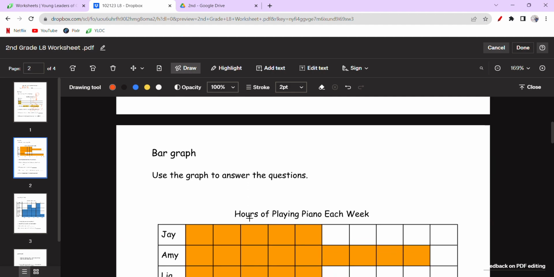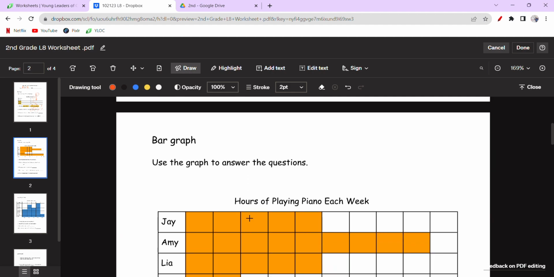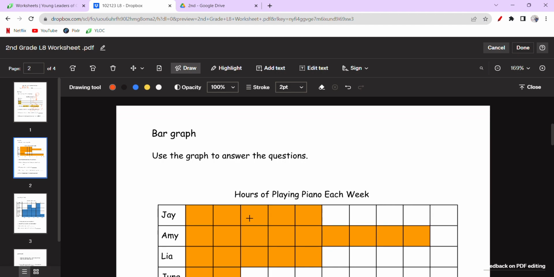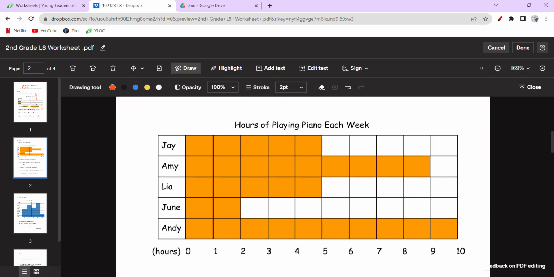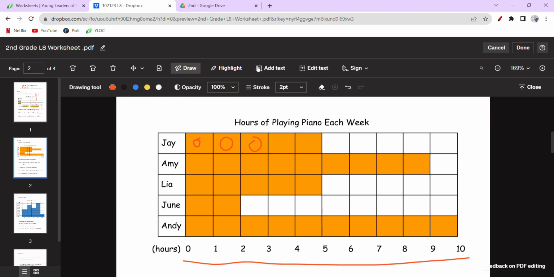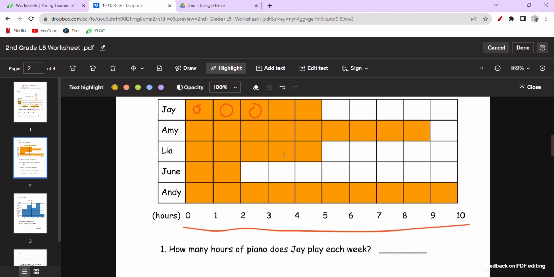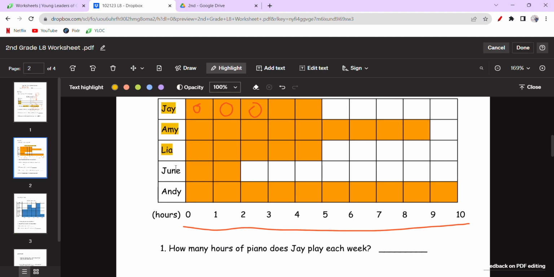And then we move on to bar graphs, which is again very simple because you just count how many boxes each person has, and that will count as 1, depending on how you see this. So here we have how many hours they played piano each week, and we have all different names right here, and then we have the number of hours right here.